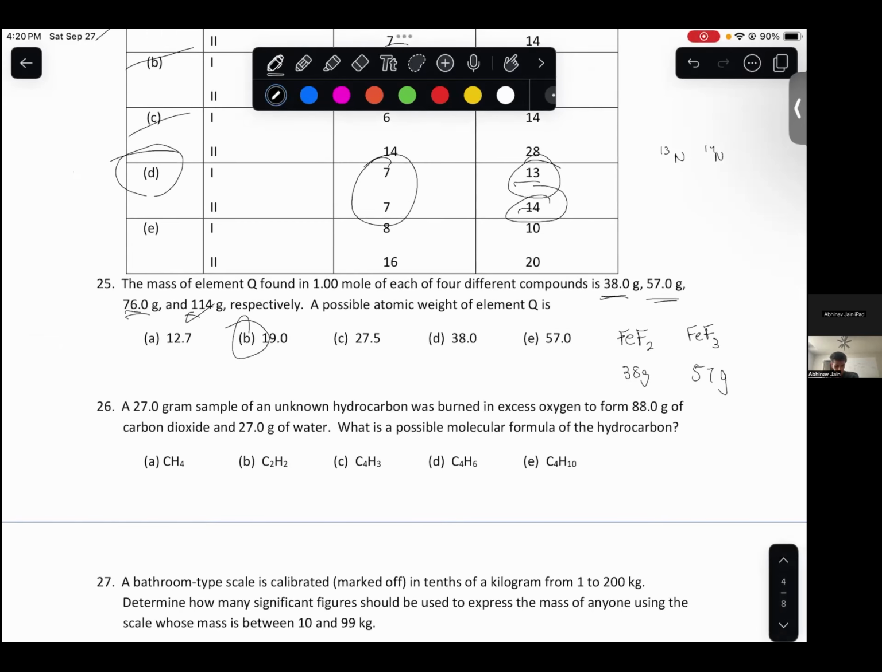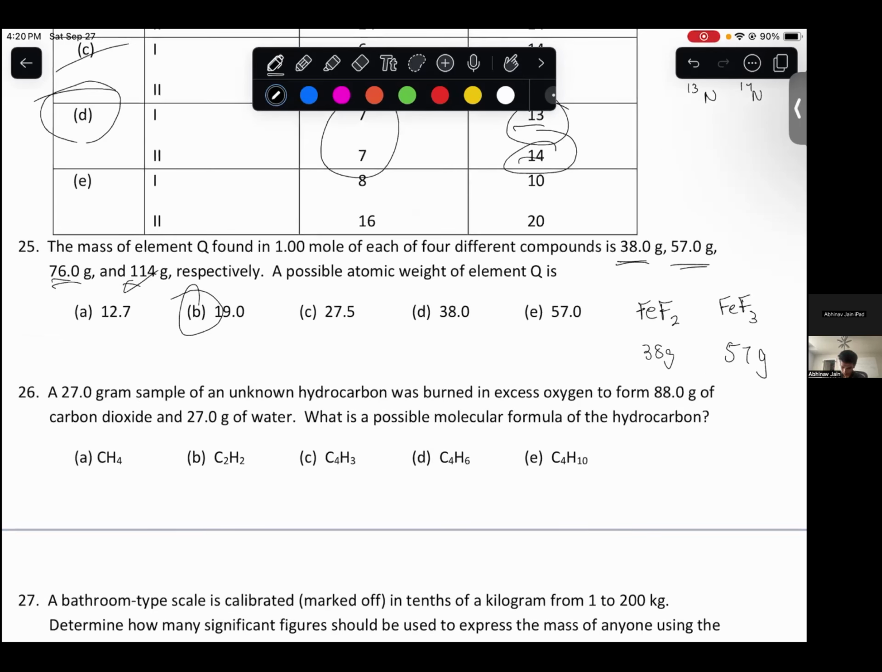26. A 27-gram sample of an unknown hydrocarbon was burned in excess oxygen to form 88 grams of carbon dioxide and 27 grams of water. What is a possible molecular formula of the hydrocarbon? So let's just quickly look at what it's saying. Obviously hydrocarbon, we can call it CxHy. We don't know the formula. Plus oxygen is going to be in excess. It's going to form CO2 and H2O.